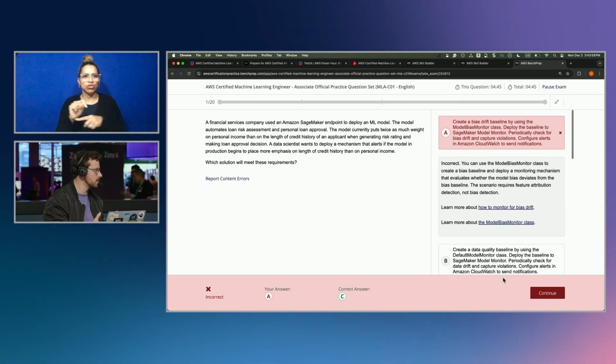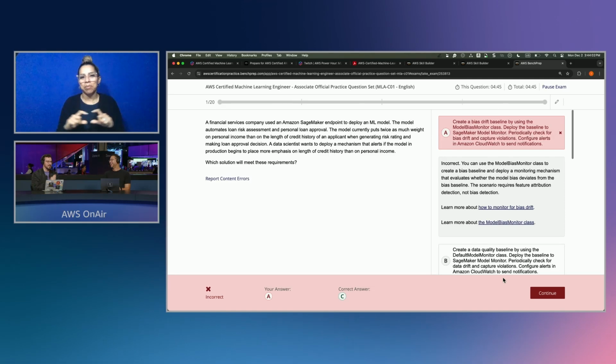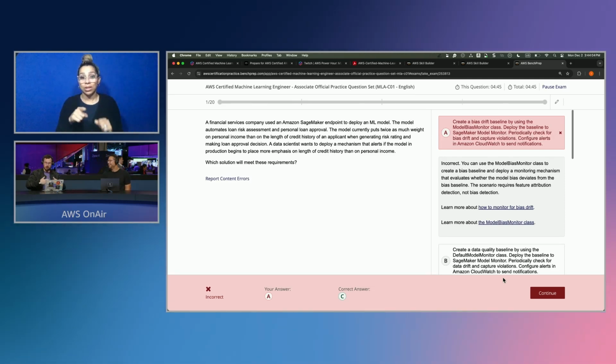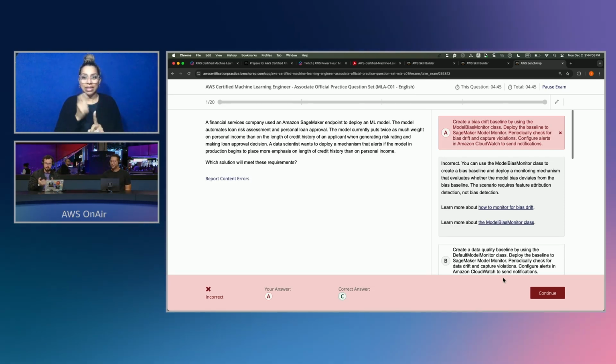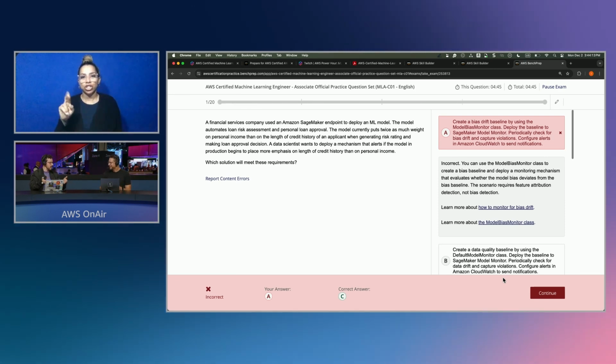How do you know it's C? We don't see that. Oh, wait, never mind. It says on the bottom. Correct answer. Exactly. C. It says on the bottom. So when the model attributes much more weight to particular features in production compared to what it did during training, we call that feature attribution drift. Got it. And we use Shapley values to measure the attribution for different features. I learned something new just now. Thank you so much, Ivan.